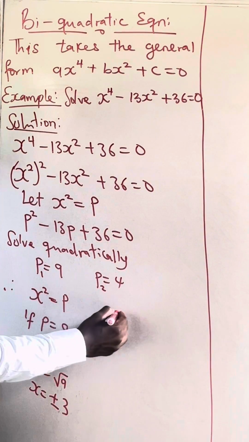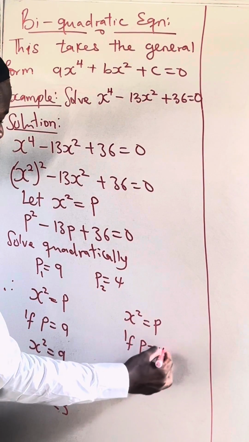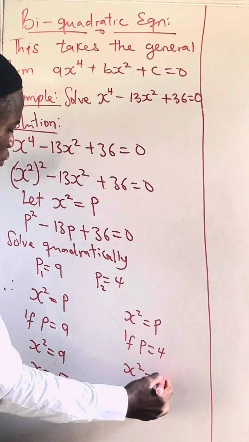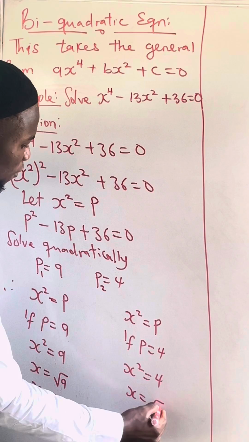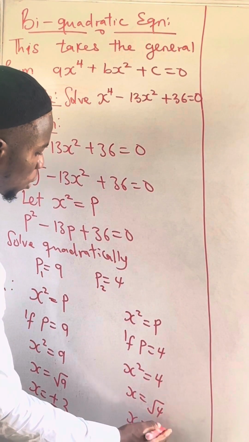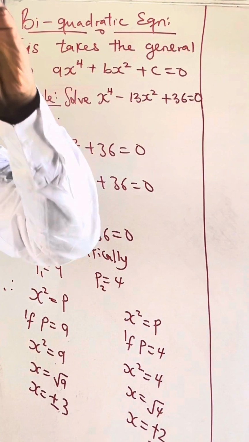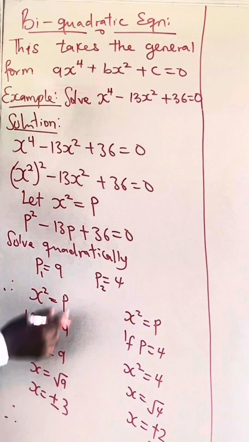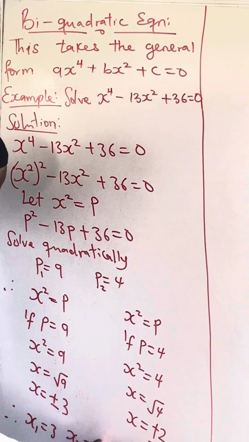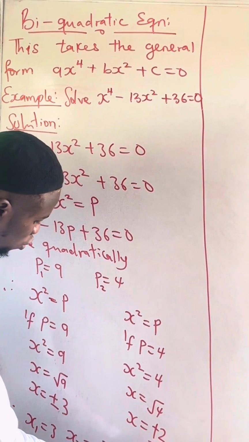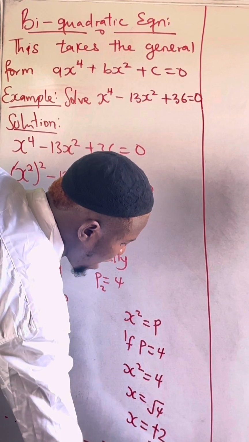Also, x squared is equal to p. So if p is equal to 4, then x squared is equal to 4. Then x will be equal to root 4. So our x for root 4 will also be plus or minus 2. Don't forget that I told you the highest power is 4, so you must get 4 values. Therefore, the 4 values of this equation: x1 is equal to 3, x2 is equal to minus 3, x3 is equal to plus 2, and x4 is equal to minus 2.